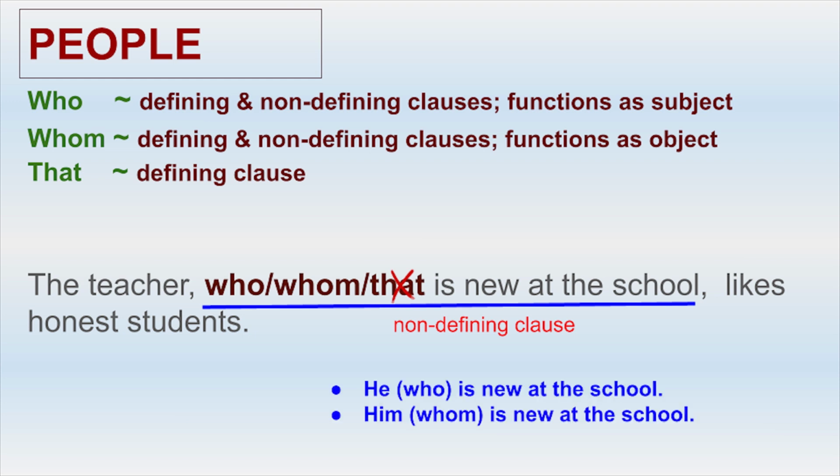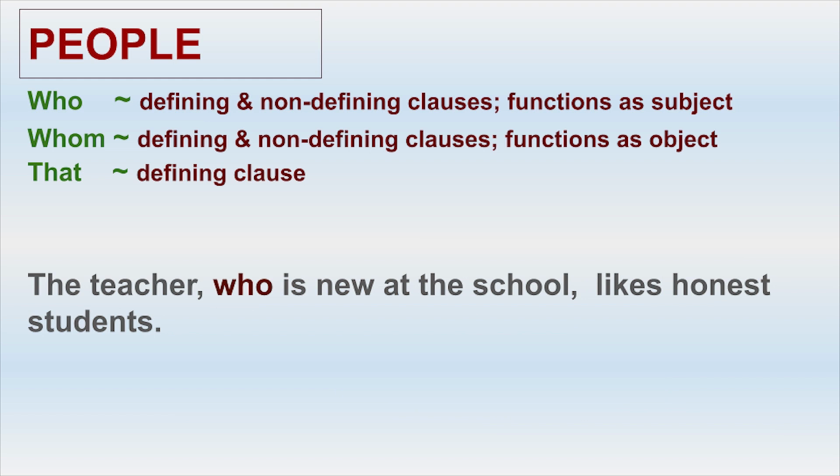We will substitute he for who and him for whom. He is new at the school or him is new at the school. He is correct, so our relative pronoun is who. So our sentence reads, the teacher who is new at the school likes honest students.